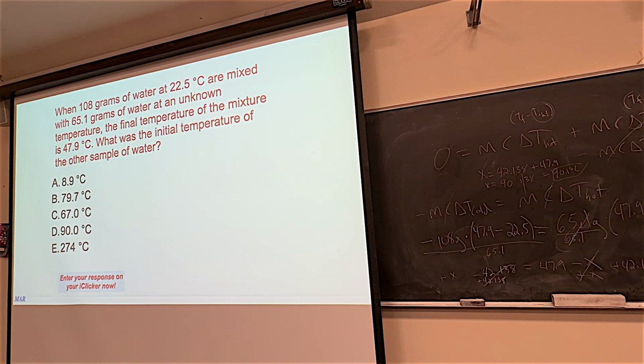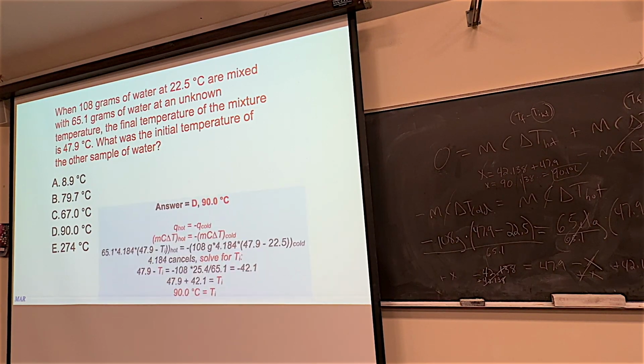Now, minus 42.138 equals 47.9 minus x. So to figure out what this is, we're going to add x to both sides. So it's not negative, it'll be positive on this side. And to get rid of this number, we'll add 42.138 to both sides. So 42.138 plus 47.9, I ended up with an answer of 90.1. The answer here says 90.0. I must have rounded a little differently, stuff like that. But that's how you find out this final answer.